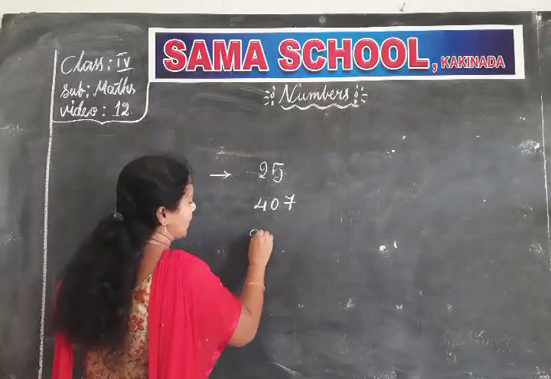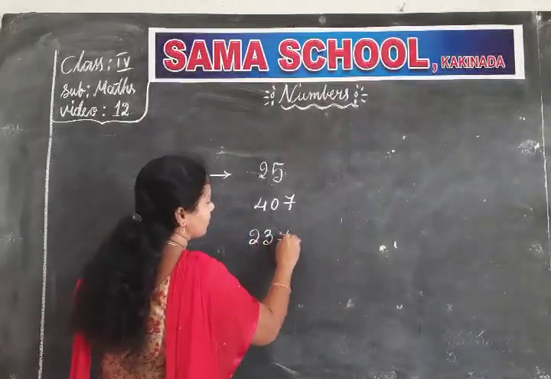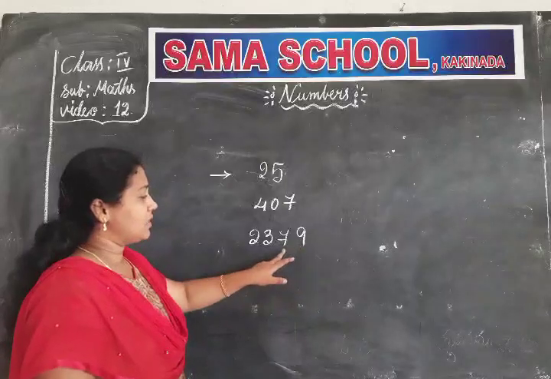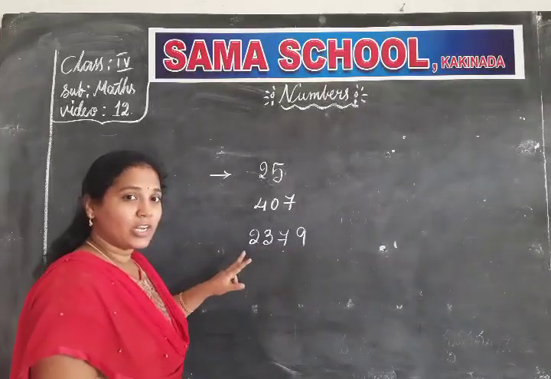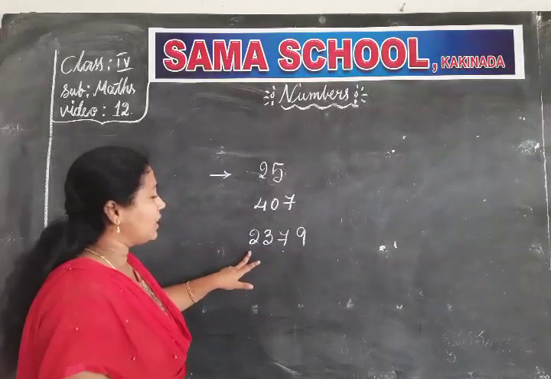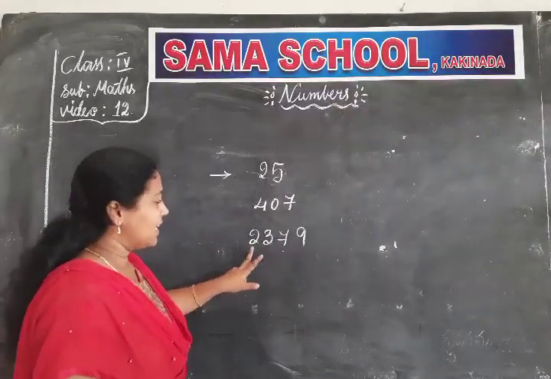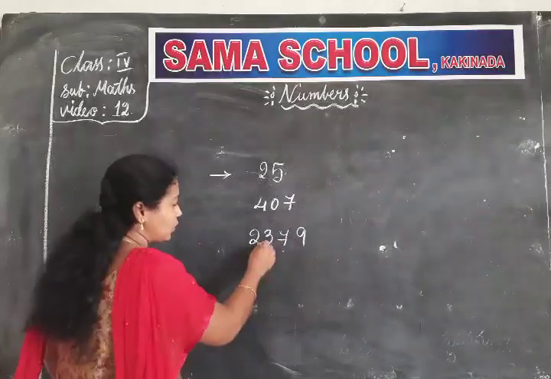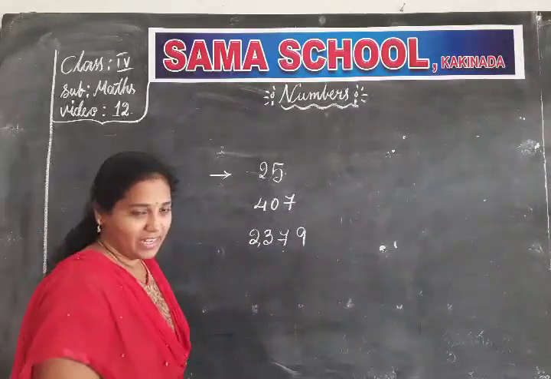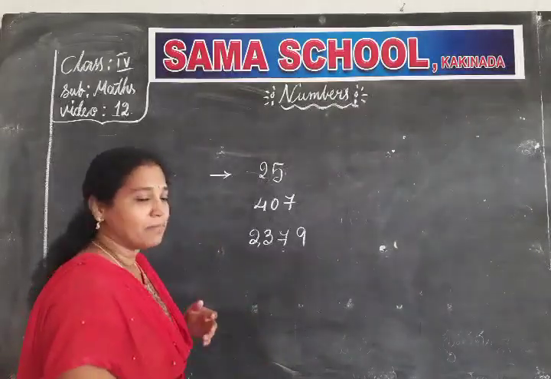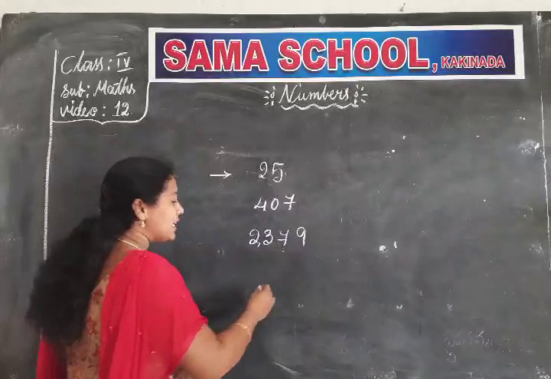One more example. Come on. How many digits here? 1, 2, 3, 4. Totally a 4-digit number. This is a 4-digit number. How to read it? 2379. Am I right? 2379. Suppose if I give more digits in a number, can you read easily?